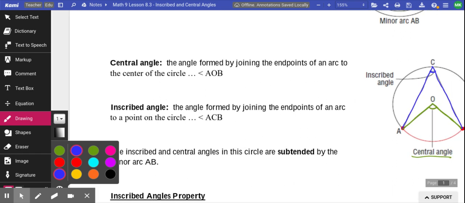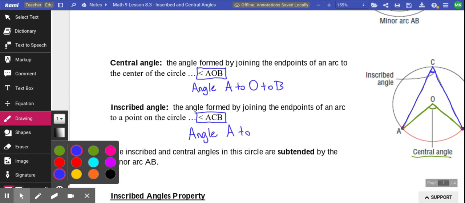Awesome. One more time, I just want to talk about this right here because you're going to have to see that notation. That means angle AOB. So it's the angle created when you draw a line from A to O to B. If you were to read this one right here, that reads as angle ACB. So it's the angle created when you go from point A to point C to point B. Awesome.